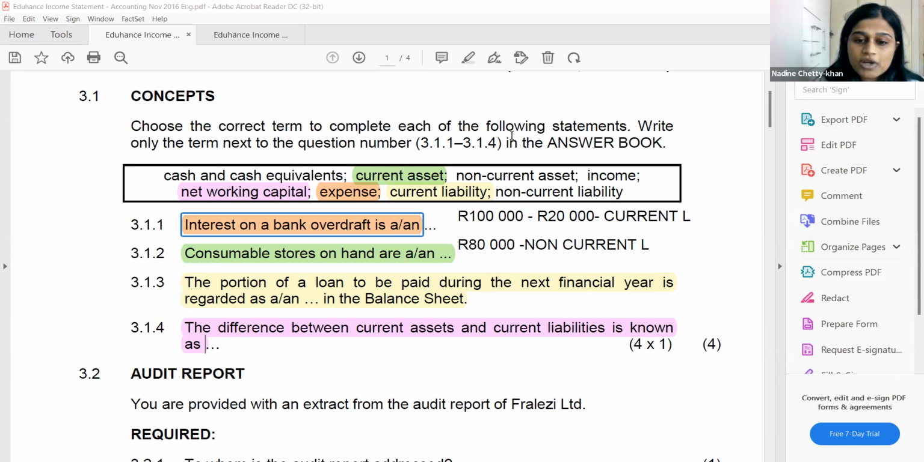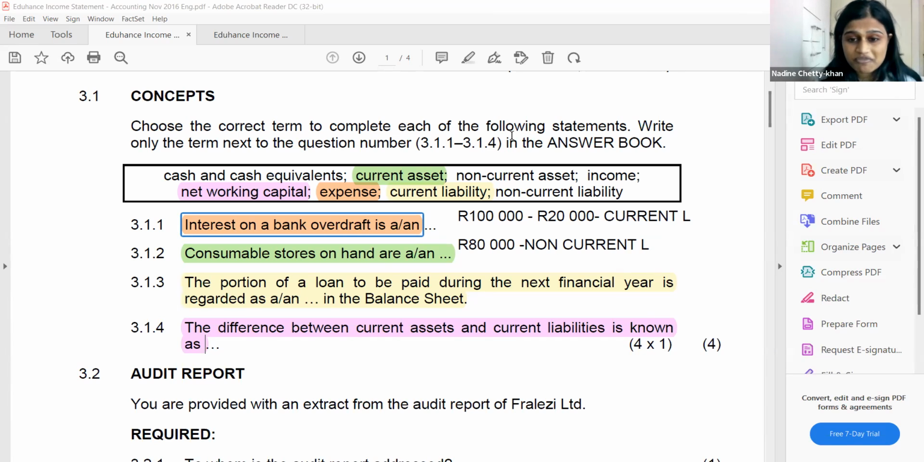The portion of a loan to be paid during the next financial year is regarded as what in the balance sheet? Now, let's take the example I have on the page there. Let's say we have a loan of 100,000. Now, because we have to pay it, it means we owe money and it's a liability. Now, let's say 20,000 Rand of that liability is due in the next 12 months. That means the remaining 80,000 Rand will only be paid after the next financial year.